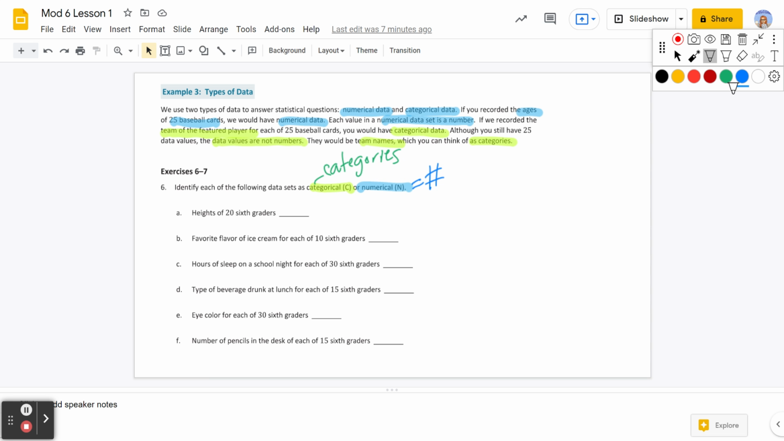So all you need to do now is look through these and identify whether they're categorical, you put a C, or numerical, you put an N. So take a minute or so to do that, then come back and check your answers.